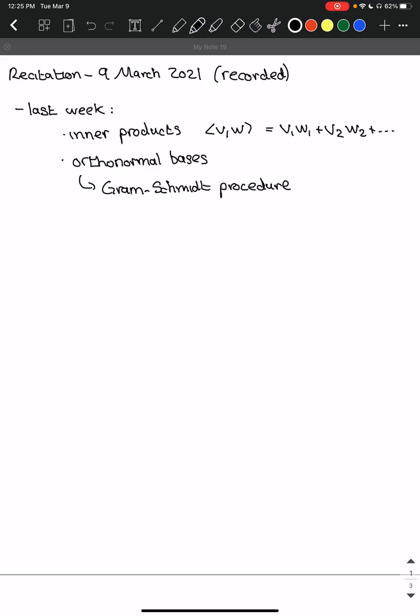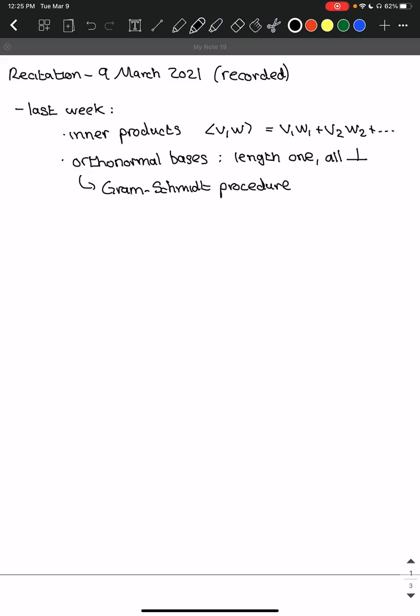We also have a notion of an orthonormal basis. Here your basis vectors are length 1, and they all are perpendicular to each other, which is super convenient when we're talking about projecting vectors onto a particular basis. And we saw how to form a basis using the Gram-Schmidt procedure.